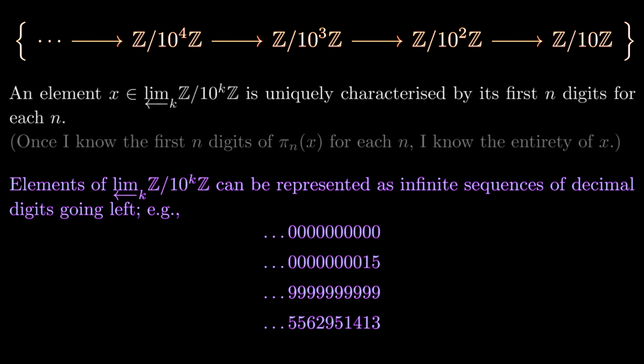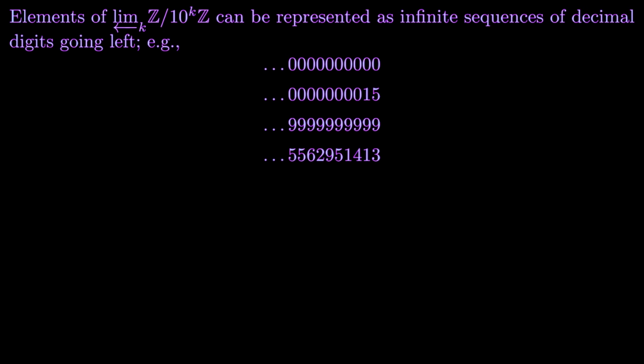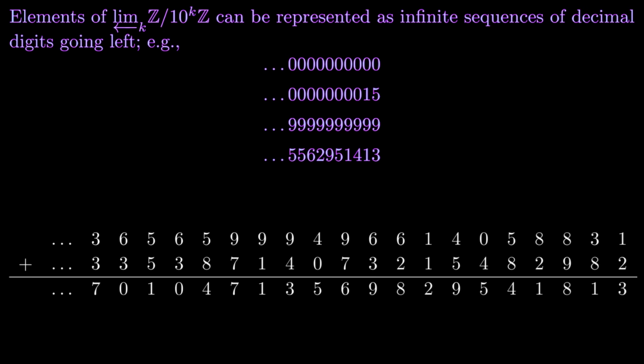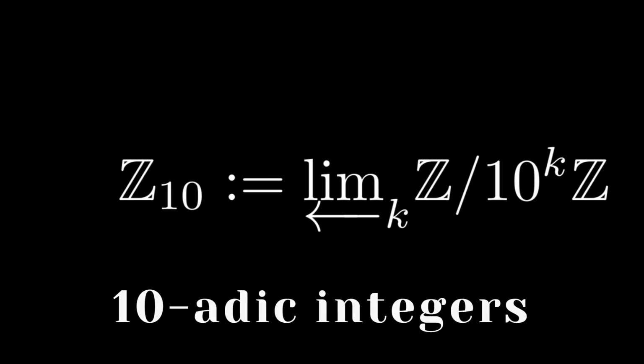This means that elements of my limit can be represented as infinite sequences of decimal digits going to the left. Moreover, you can use grade school arithmetic techniques to compute the sum and the products of these numbers, although it might take you a while. This ring is known as the ring of 10-adic integers.